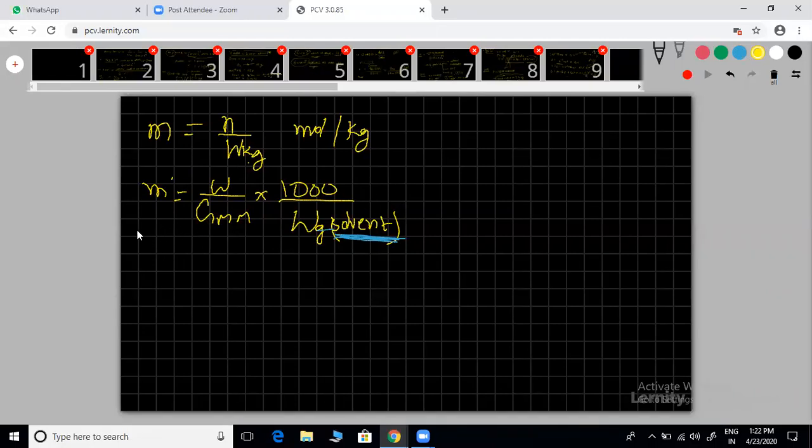After that, this is the molarity, how to find out. You can see, based on this, there are also problems. And one more, molarity, capital M, is the number of moles per liter.